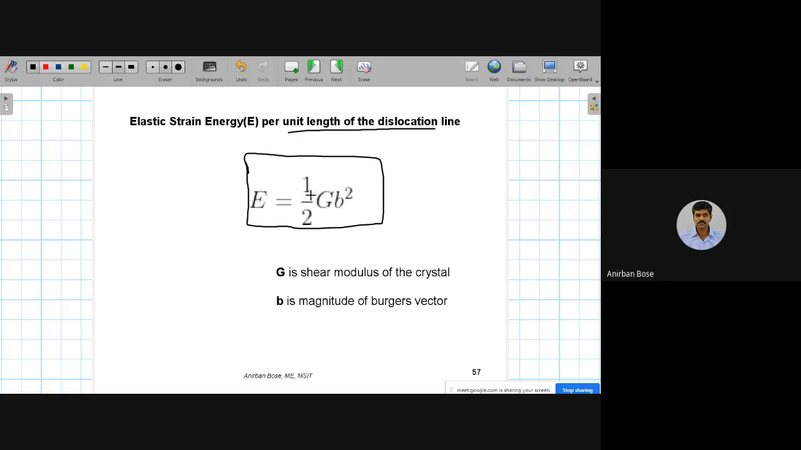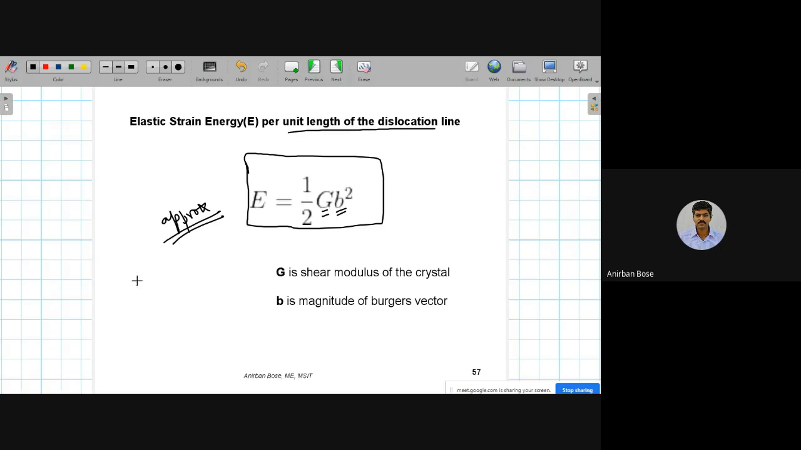by the formula. You can see half G into B square, where G is the shear modulus of the crystal material and B is the magnitude of the Burgers vector. Okay, so as you already know, this is an approximate result, but this is commonly used to estimate the strain energy associated with the dislocation line. I'm just giving you an idea so that you can understand that this will be of a similar order of magnitude.